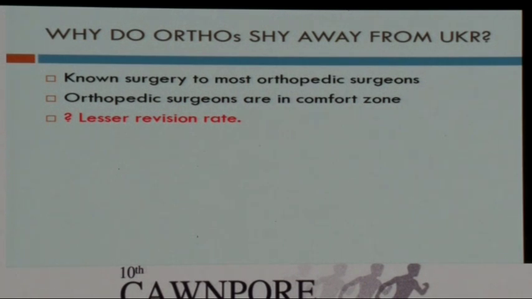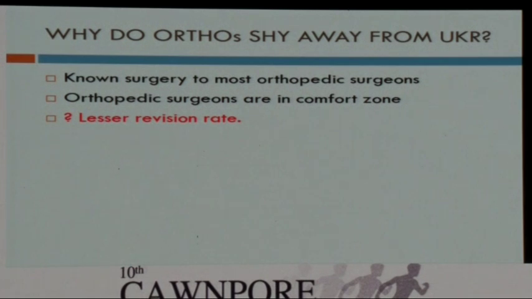The reason being, there are three doubts in the minds of most orthopedic surgeons when they are confronted with a patient who they think is possible for UKR, and they still want to go ahead with TKR. One, it's a known surgery. TKR surgery has been around in India for the last 20-35 years. So everybody is comfortable doing TKR. They know TKR in and out. They have been brought up with TKR in their hospital days. So when they are talking about Oxford replacement, they are outside their comfort zone. They are not very comfortable thinking about Oxford knee replacement.